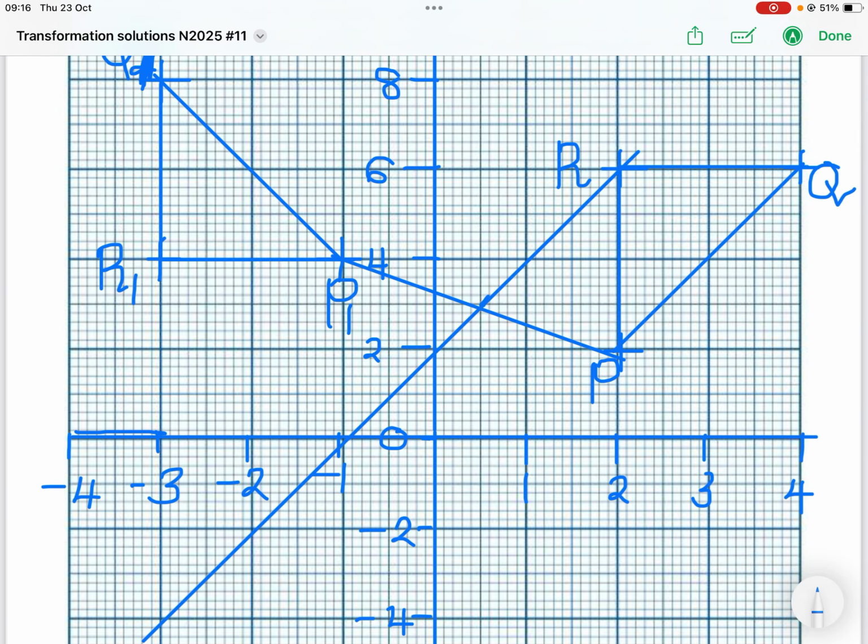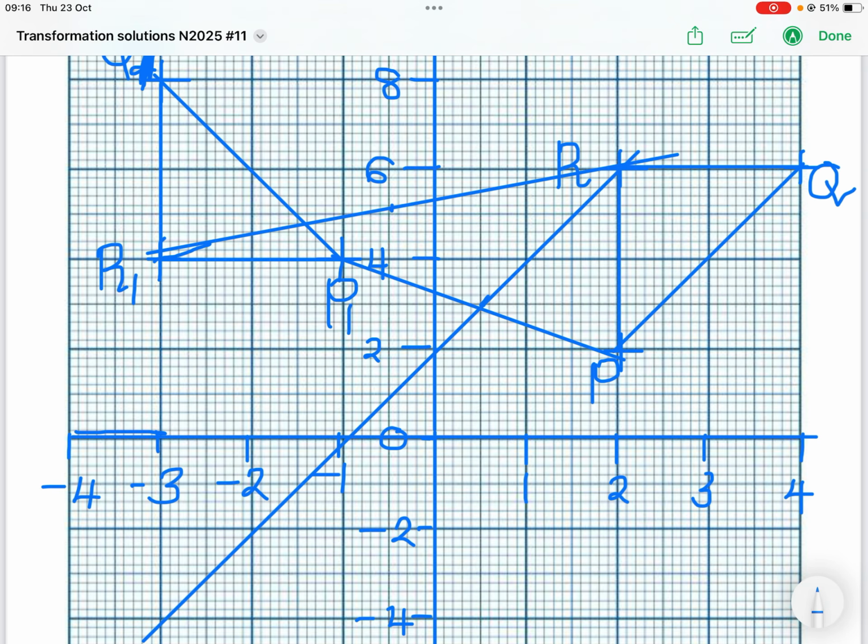So this is a perpendicular bisector. It divides P1 and P into 2 equal halves, right? And then we join R1 and R like this. And then we need to draw a perpendicular bisector of that line. So we are having 1, 2, 3, 4, 5. It is going to be on 2.5. 1, 2. It is going to be roughly here.